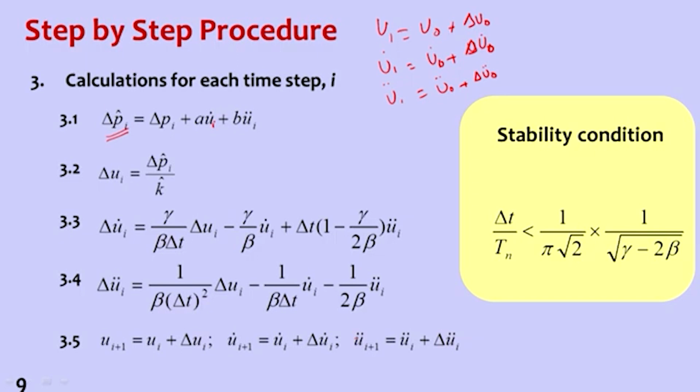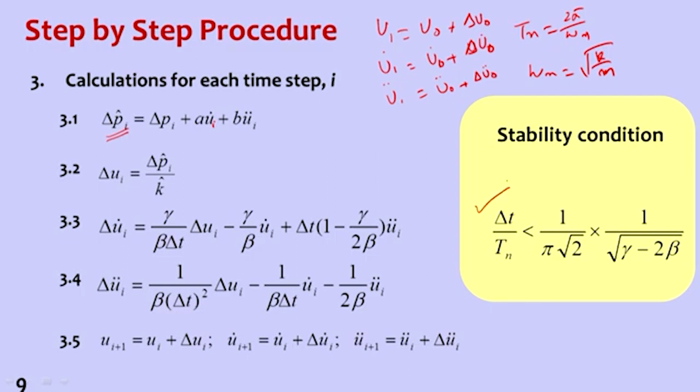In this one we should remember one thing, the stability condition. Usually delta t is small compared to Tn, where Tn is the natural period of the system. So, how do we get this Tn? Tn is equal to 2 pi by omega n, and we get omega n, the natural frequency, as under root k by m. So, delta t by Tn should be less than 1 by pi into under root 2 into 1 by under root gamma minus 2 beta. So, this is the stability condition. Usually this is met, but if we are not getting proper results, we can check whether this condition is met or not.